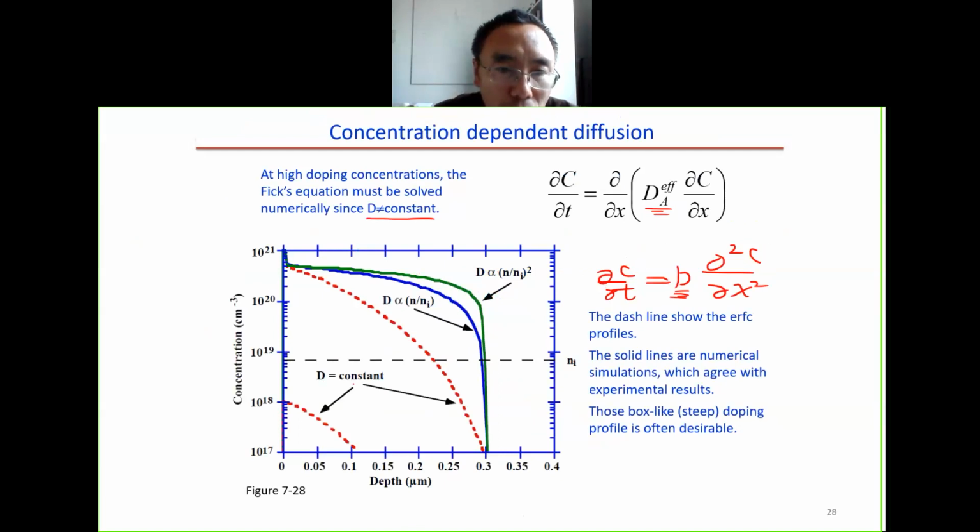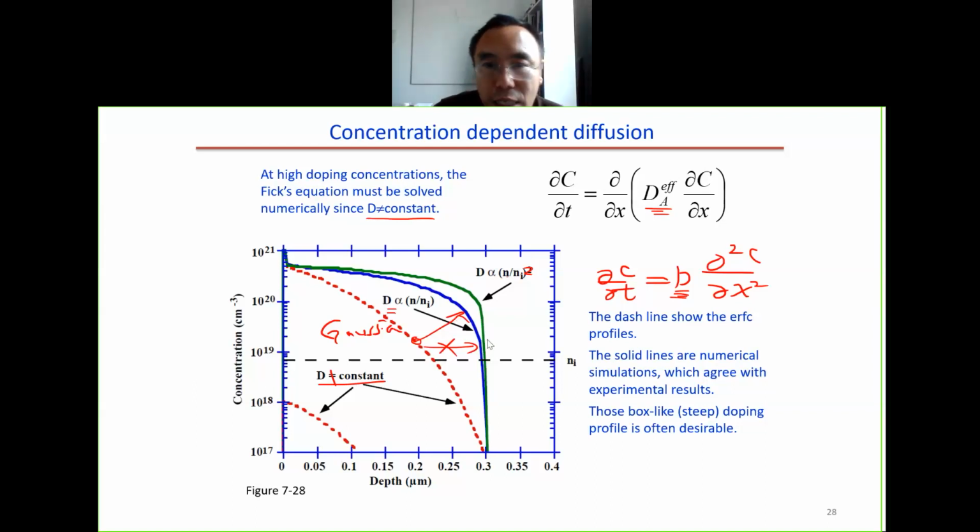When D is constant, we know this one is the Gaussian. When D is not constant, for example, if D is proportional to n, the carrier concentration, it becomes this blue curve. When D is proportional to the carrier concentration squared, we have this green curve. This is just the drawing of the shape, not that this one after diffusion becomes this one.